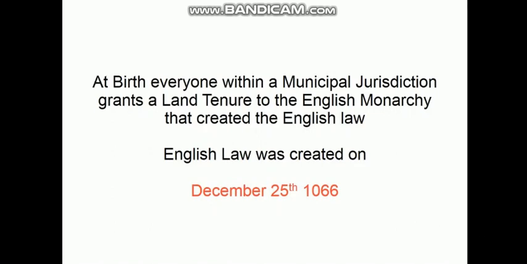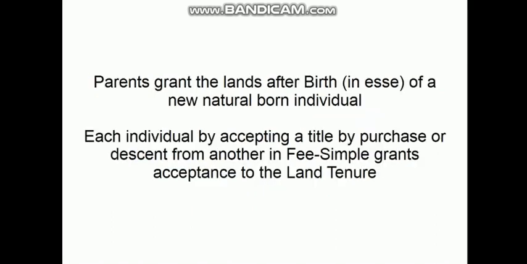At birth, everyone within a municipal jurisdiction grants a land tenure to the English monarchy that created the English law. English law was created on December the 25th, 1066. Parents grant the lands after birth, in ius, of a new natural-born individual.